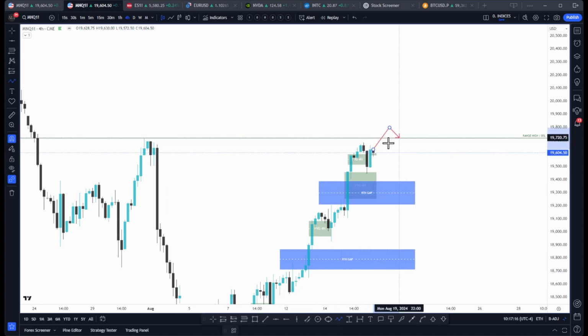What happens after we break the high? We just have to wait and see whether we continue higher for the fair value gap above or immediately come back down to target the inefficiencies. We'll just have to wait and see what happens next week.